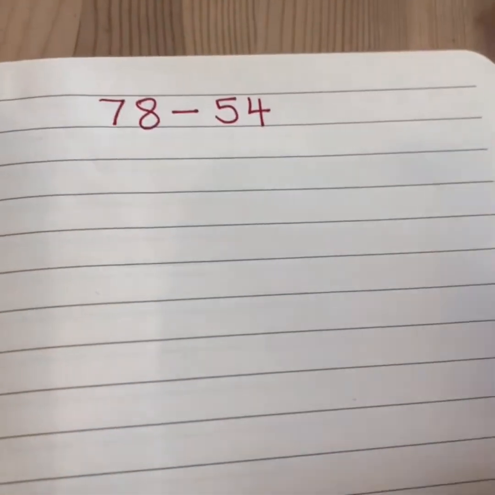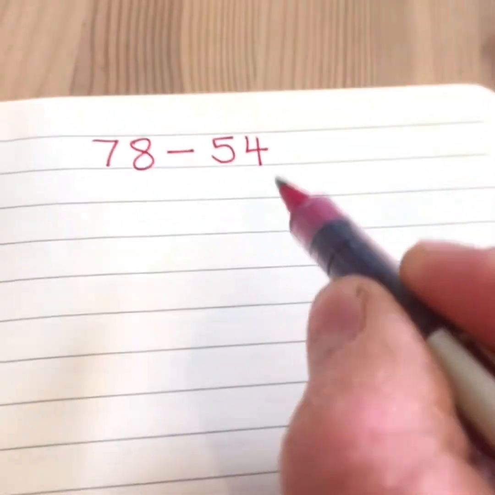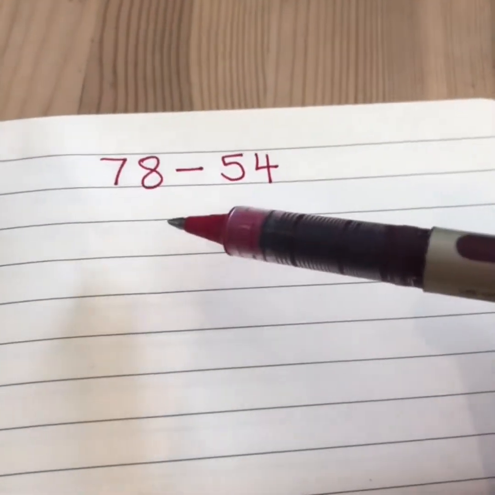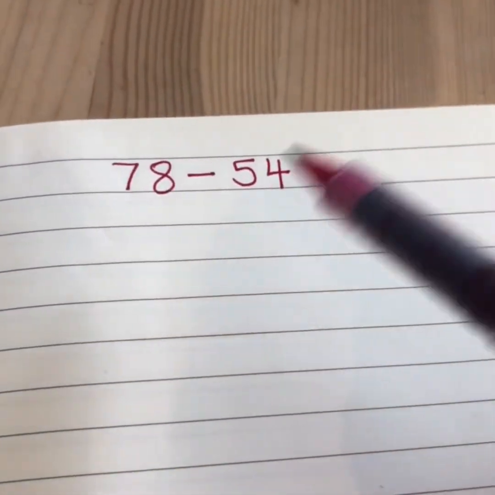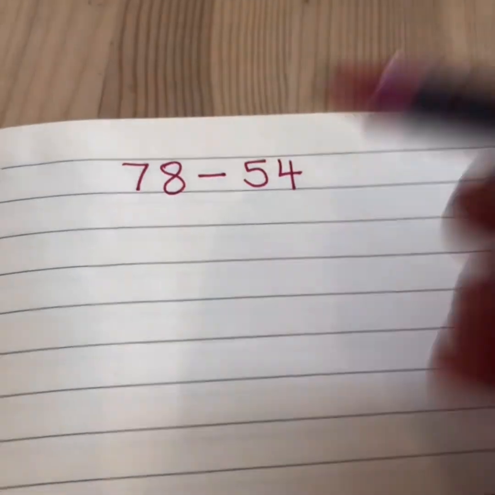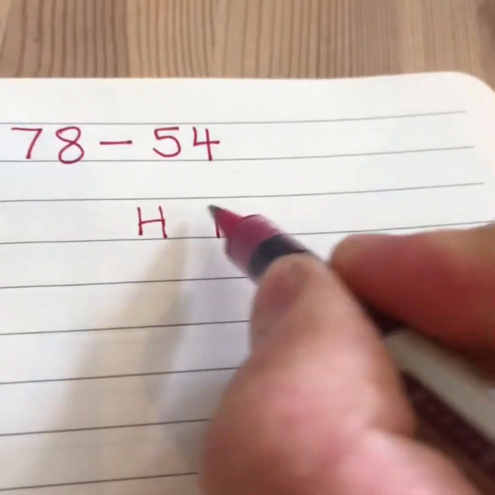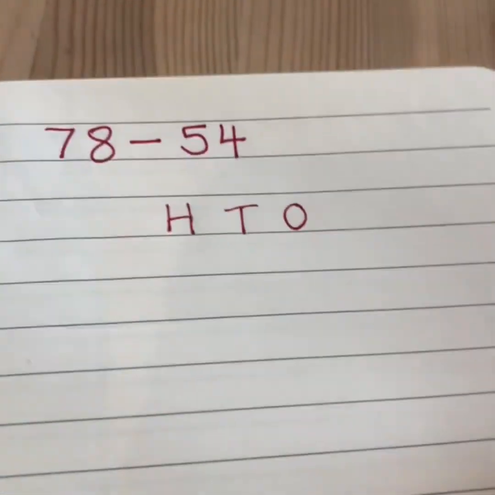So it's the same as when we're adding. We need to put these two numbers into our hundreds, tens and ones. We don't have any hundreds here, but some of you might like to still write them just to remind us. Hundreds, tens and ones.